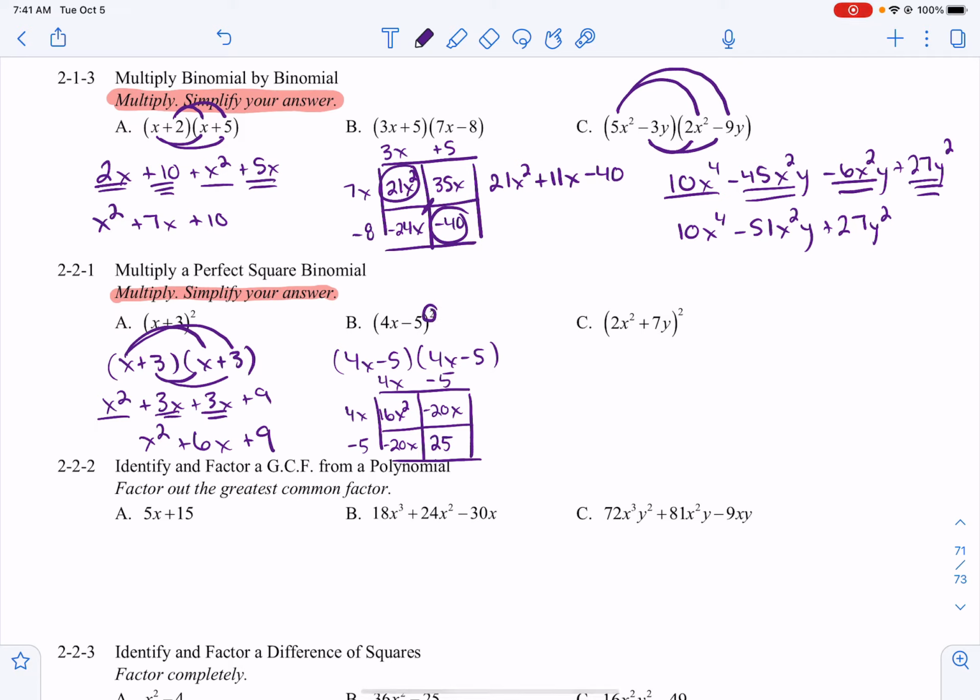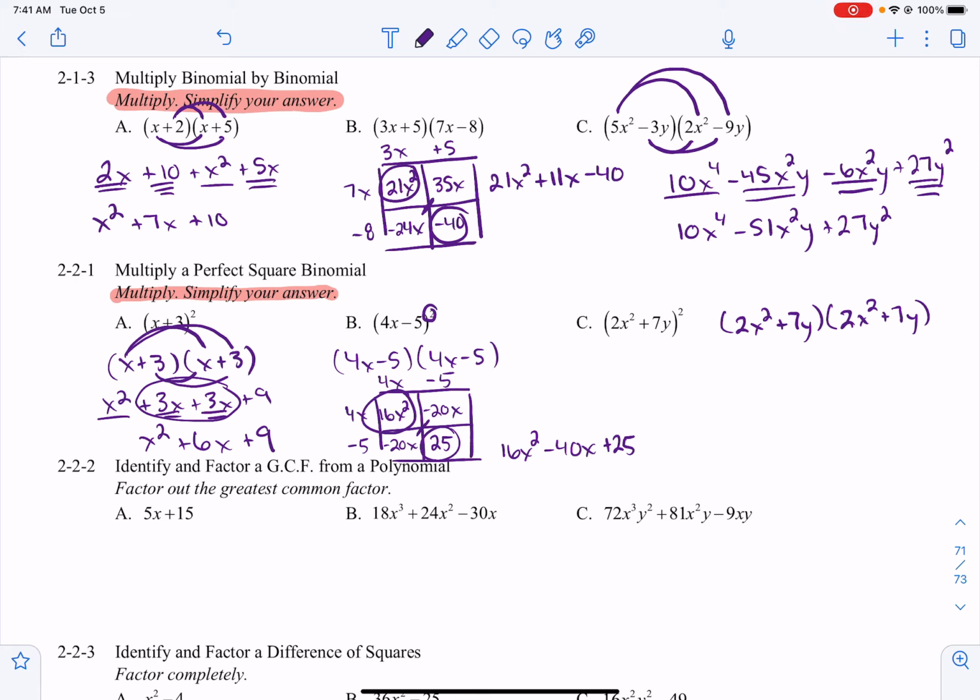When you start with this square up here, you're going to notice that these two are always the same, just like they were the same right here on the 3x's. Those two terms are going to always end up being the same. So now when I rewrite it, I've got 16x squared. And then these negative 20x's combine to be negative 40x's. And then I've got a plus 25 there at the end. Okay, part C, 2x squared plus 7y, that's just 2x squared plus 7y squared. So that's two of them being multiplied together.